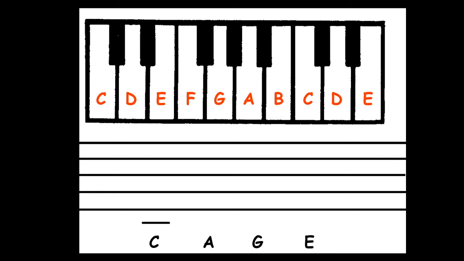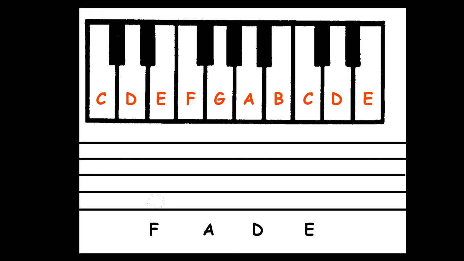Cage. Now this is where you'll notice that we have a line down by itself. That one right there is a ledger line, and that is actually called middle C from the treble staff. There's A, there's G, and there's E. Middle C is this one right here on this keyboard that we have here.